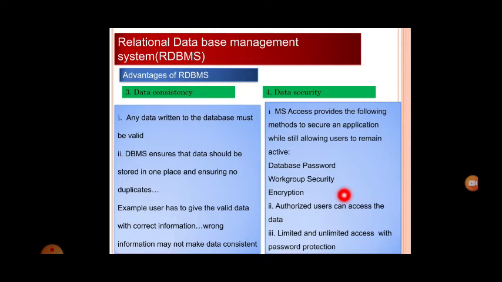Other persons who don't have access cannot access that file. So, limited and unlimited access with password protection. We have two types here. One is the limited users. Suppose I have a database and only 10 users can access it, no others can access. Suppose I have one more database that can be accessed by anyone.